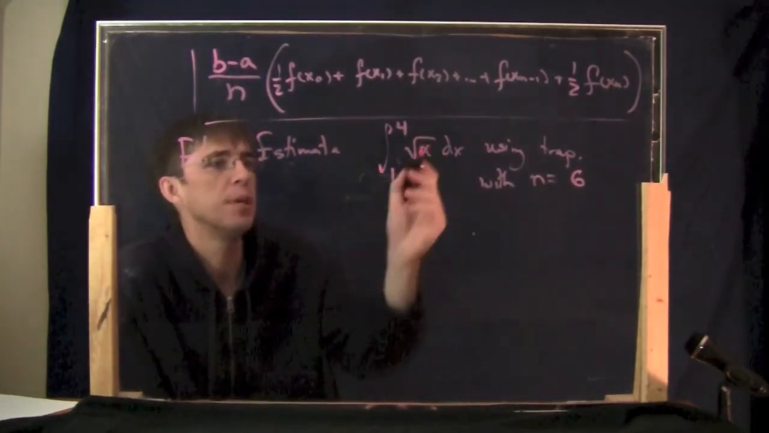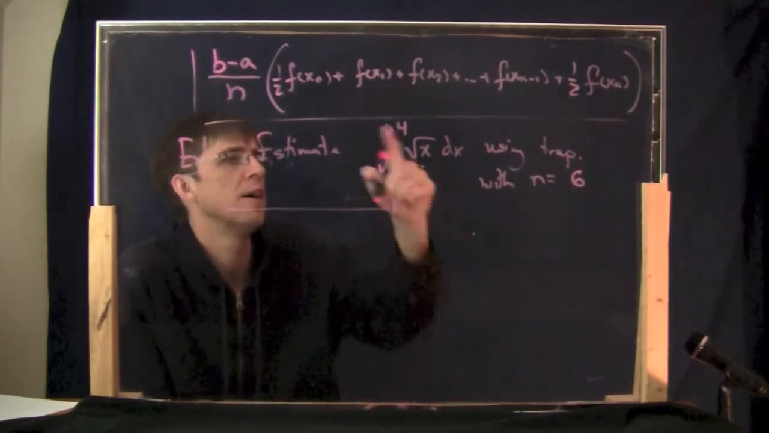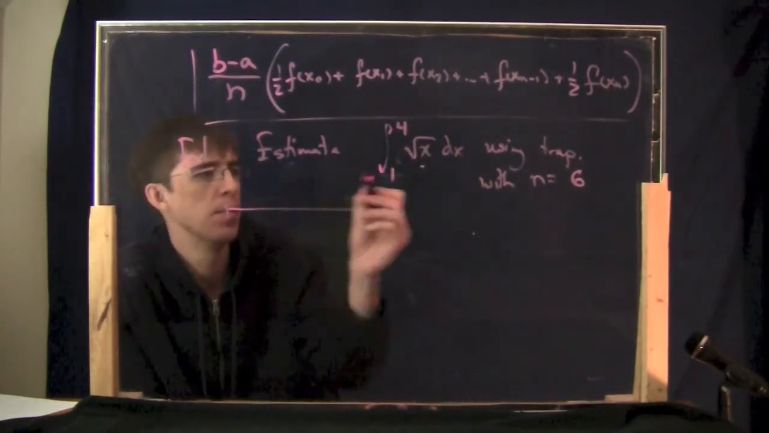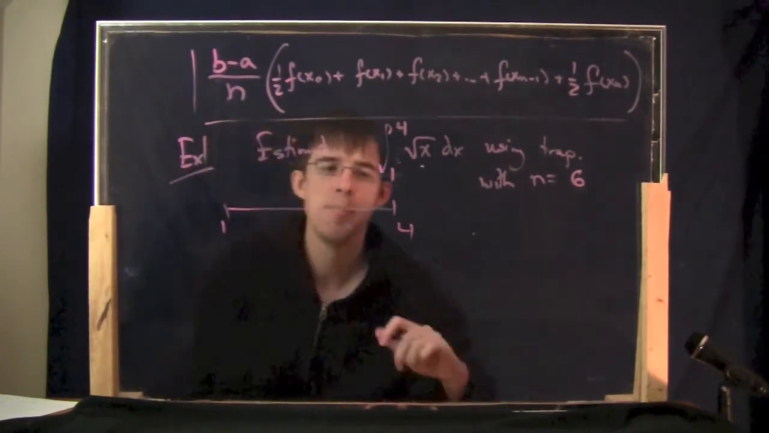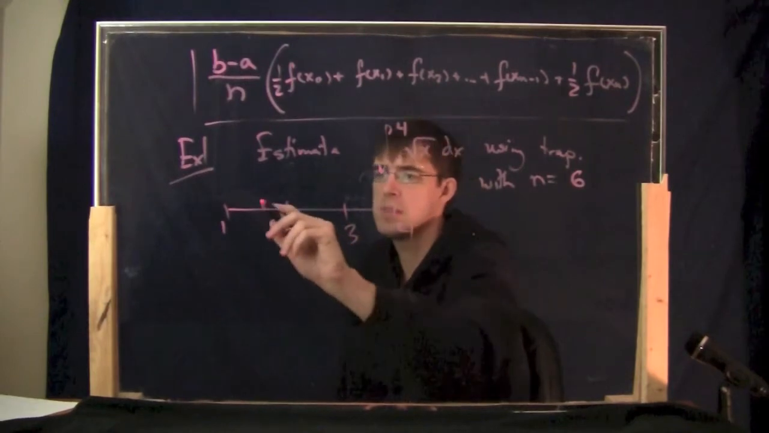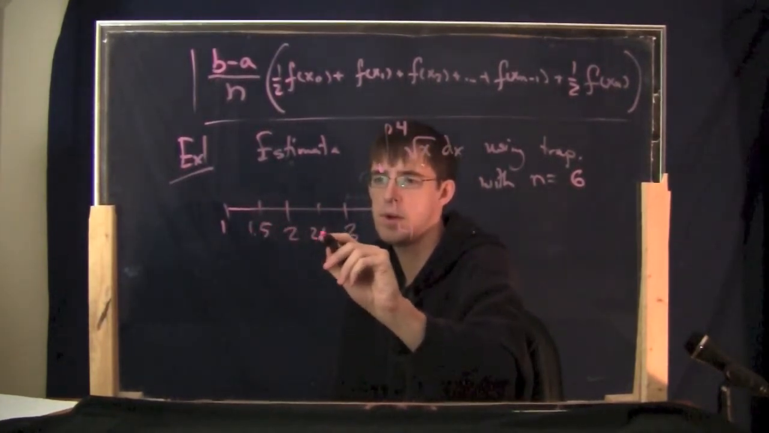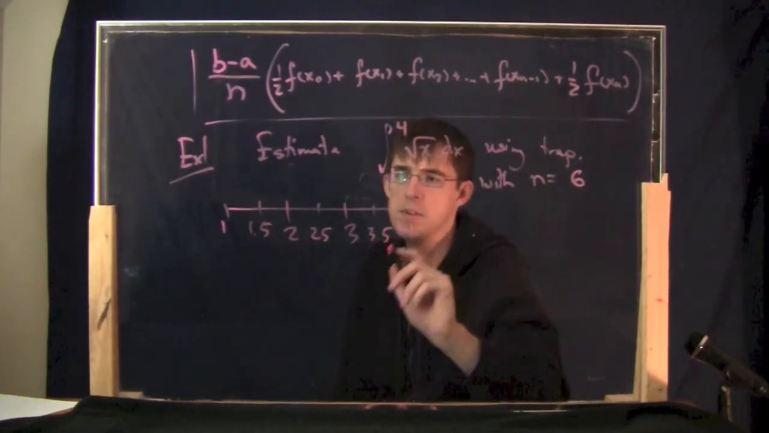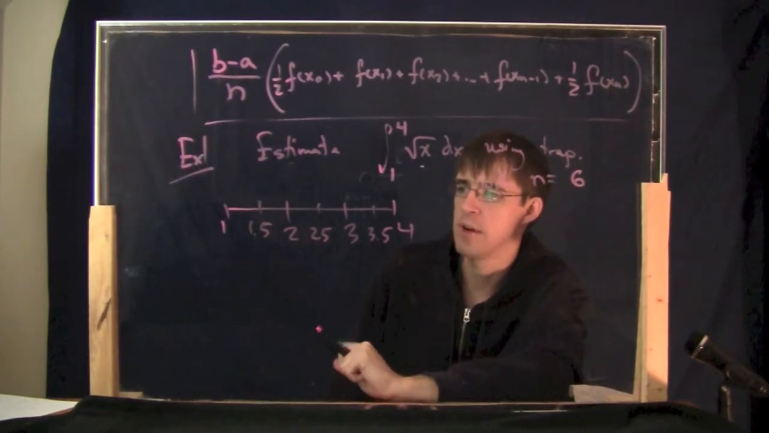So anyway, we should begin by making our little chart as usual and decide what are the values that I'm going to be plugging in. This time I'm going 1 to 4. Can you divide that into 6 pieces? I think you can. If I go 2, 3, that's 3 bits, and then 1.5, 2, 2.5, 3, 3.5. This is 6 intervals, all right? So that's my points for n equals 6.